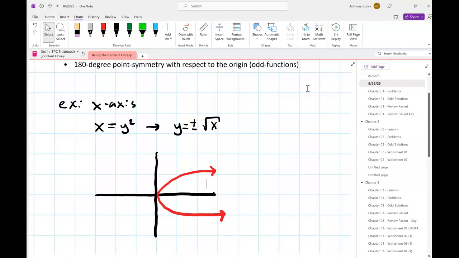Okay. Anyways, this is what the graph would look like if we are symmetric about the x-axis. What do you notice about this graph? Vertical line test. It's not a function because it fails the vertical line test. Very good.